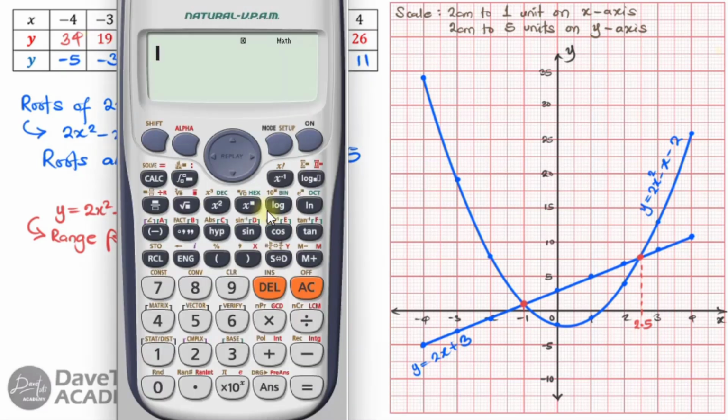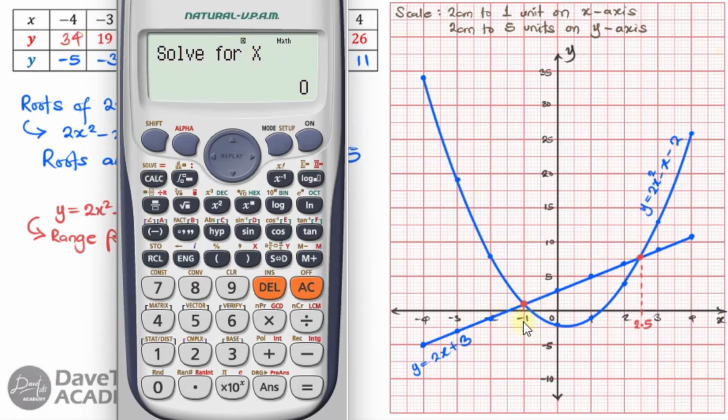But here, let me just make use of the calculator to say I want to equate the two equations together, like I have 2x squared minus x minus 2 is equal to, that equal to will be alpha calc, okay, 2x plus 3. So I want to solve for this. So I'm using shift calc, that is solve. And I want to solve for x, starting its iteration from 0.